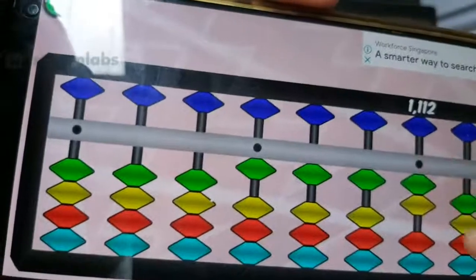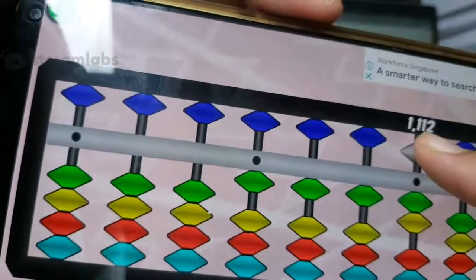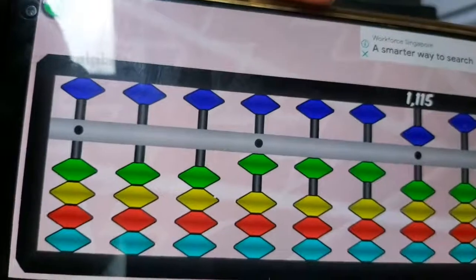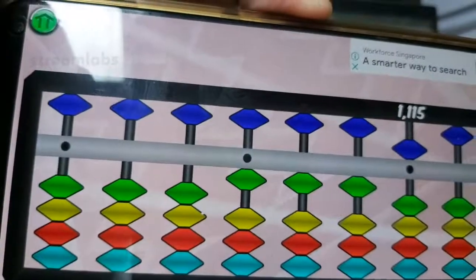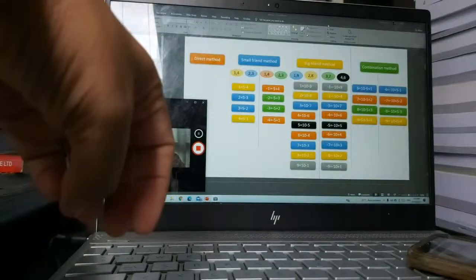And we need to add 3 here. 3, we don't have direct beads. But we can take the help of mama. 5 plus 5 minus 2. So the answer is 1, 1, 1, 5.